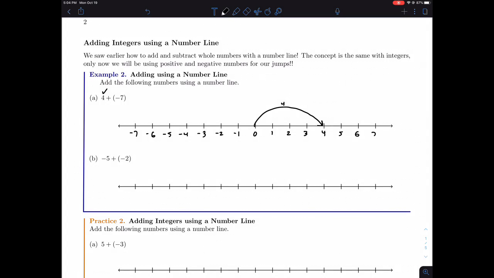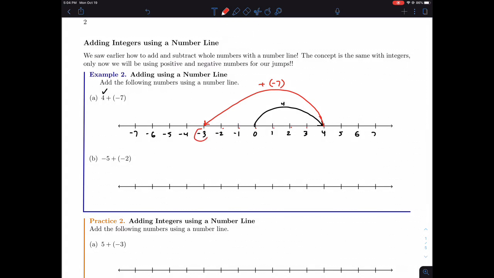And now we're adding -7. What that means is I want to start at 4, but since I'm adding a negative, I'm actually going to jump 7 units to the left. So I'm going to go 1, 2, 3, 4, 5, 6, 7. So I want to land back here at -3. So this is plus -7 in this case.